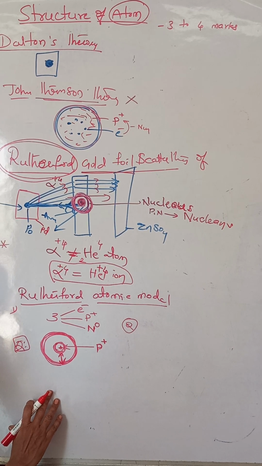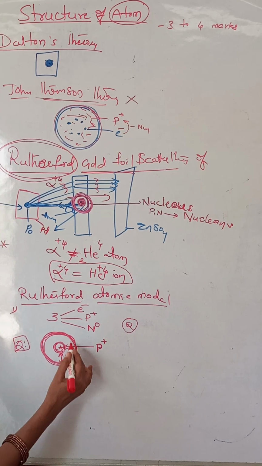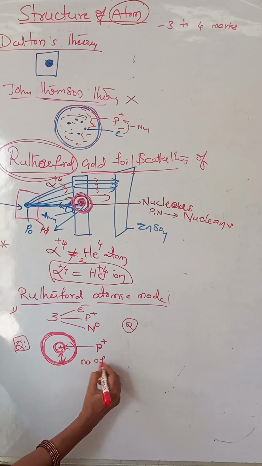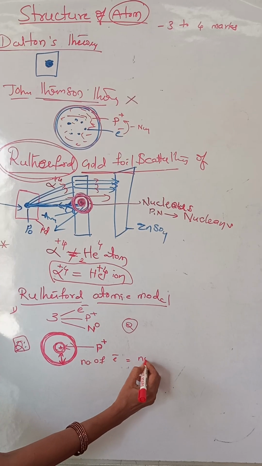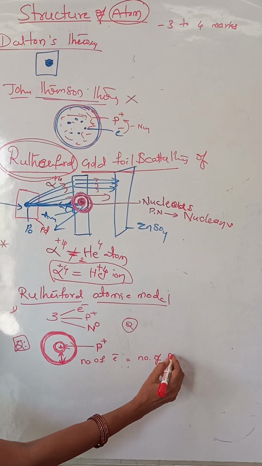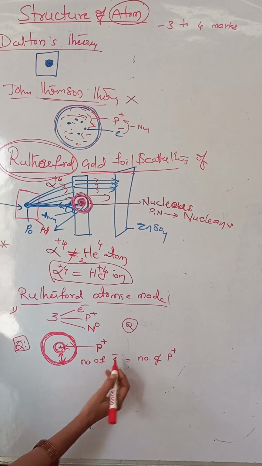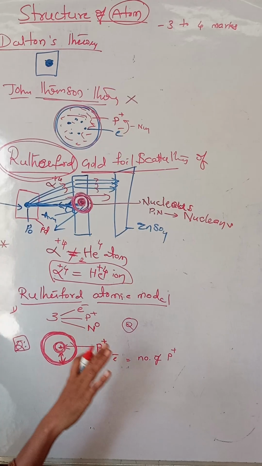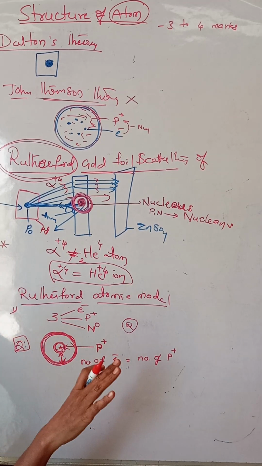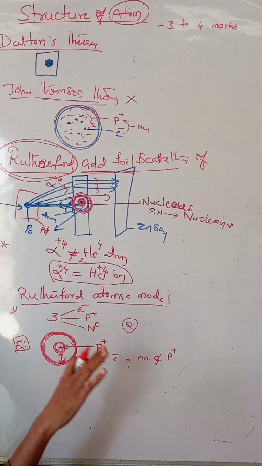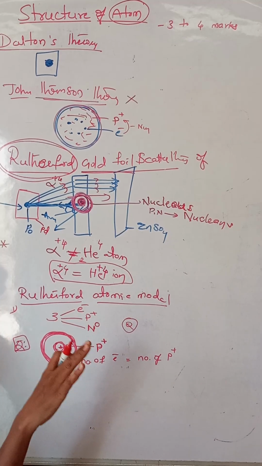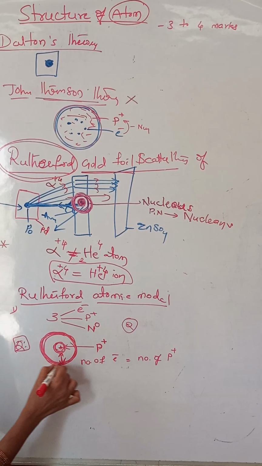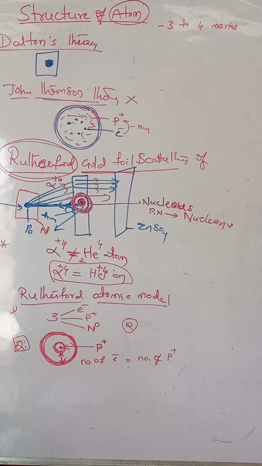Atoms are neutral because the number of electrons is equal to the number of protons. That means every atom has the same number of electrons and protons, the same amount of negative charge and positive charge. That's why every atom has a neutral charge.